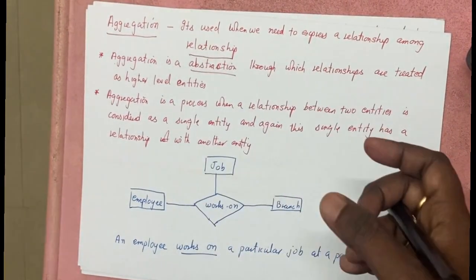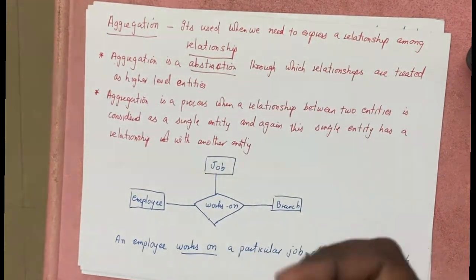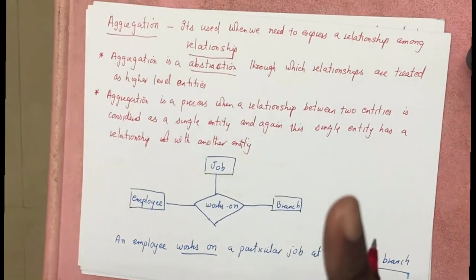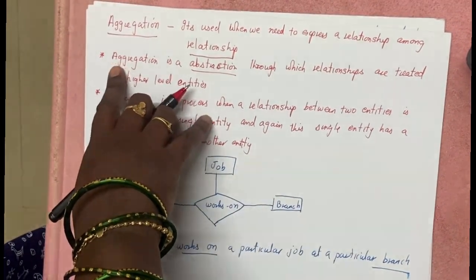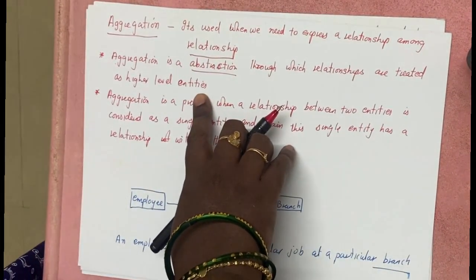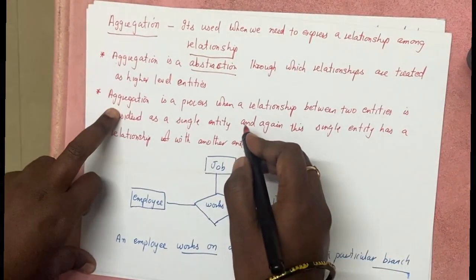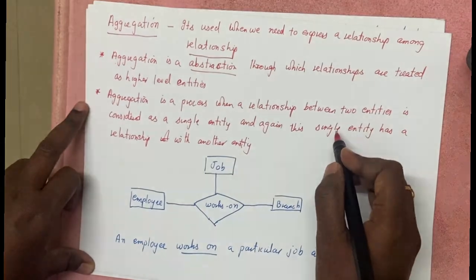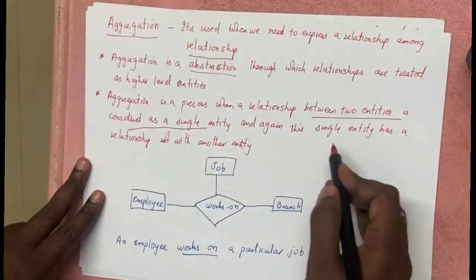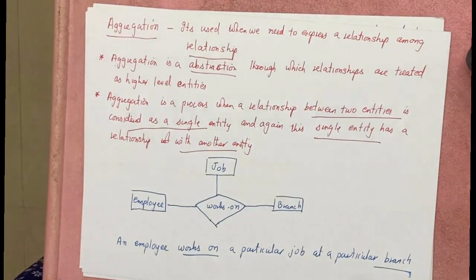It is used when we need to express the relationship among relationships. That might be confusing. It is not a relationship between attributes or entities, but between relationships. Aggregation is an abstraction through which relationships are treated as a higher level entity. When you see it as an example, you will understand. In this process, when two entities have a relationship treated as a single entity, that single entity can again have another relationship. We will see this with an example of a ternary relationship.